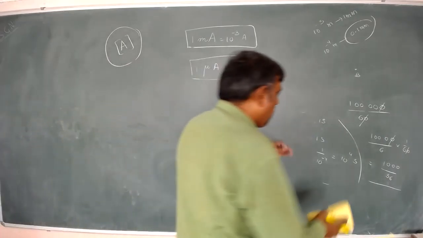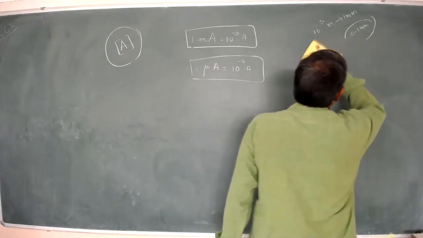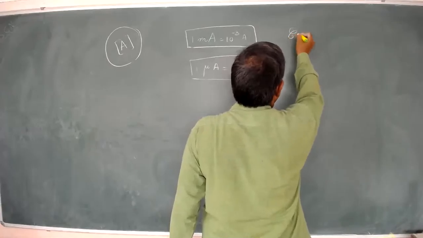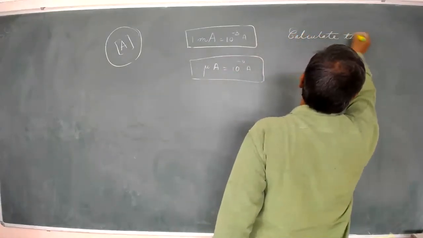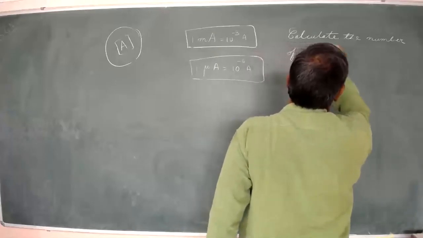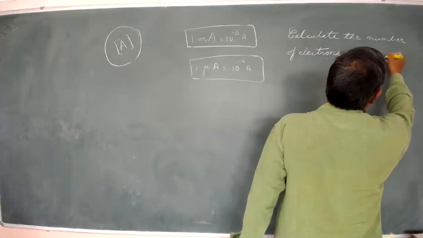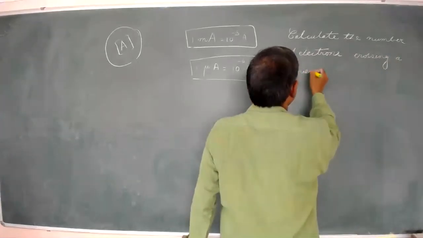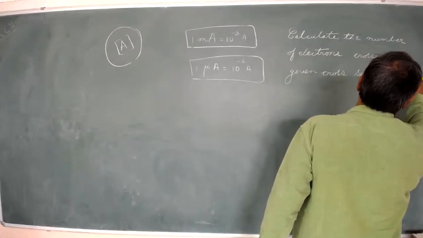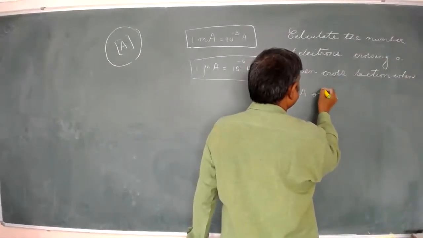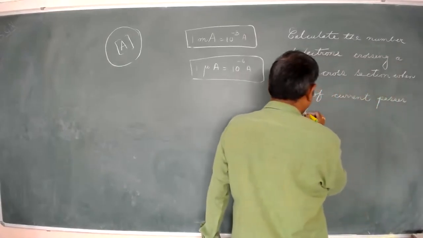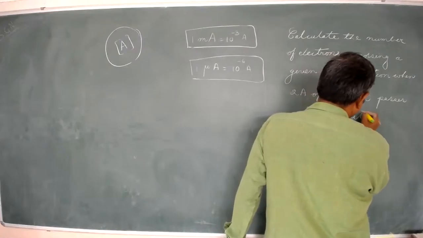Okay, I will give you a small problem. Calculate the number of electrons crossing a given cross section when 2 amperes of current passes for 1 minute through the conductor.